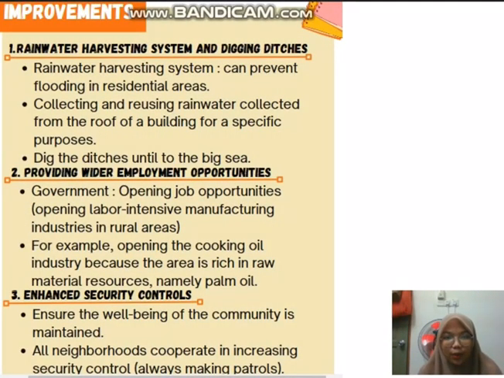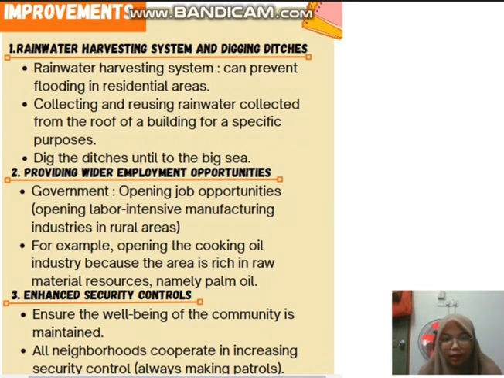First, rainwater harvesting system and digging ditches. A rainwater harvesting system can prevent flooding in residential areas. It collects and reuses rainwater from the roof of a building for a specific purpose. Dig ditches until they reach the big sea.